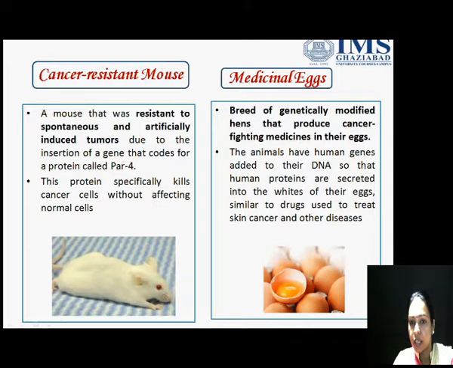Here we can see the medicinal eggs. We have genetically modified hens that produce cancer fighting medicines in their eggs. The animals have human genes. We add their DNA so that human proteins are secreted in the eggs, and it works similar to drugs used for skin cancer and other diseases.